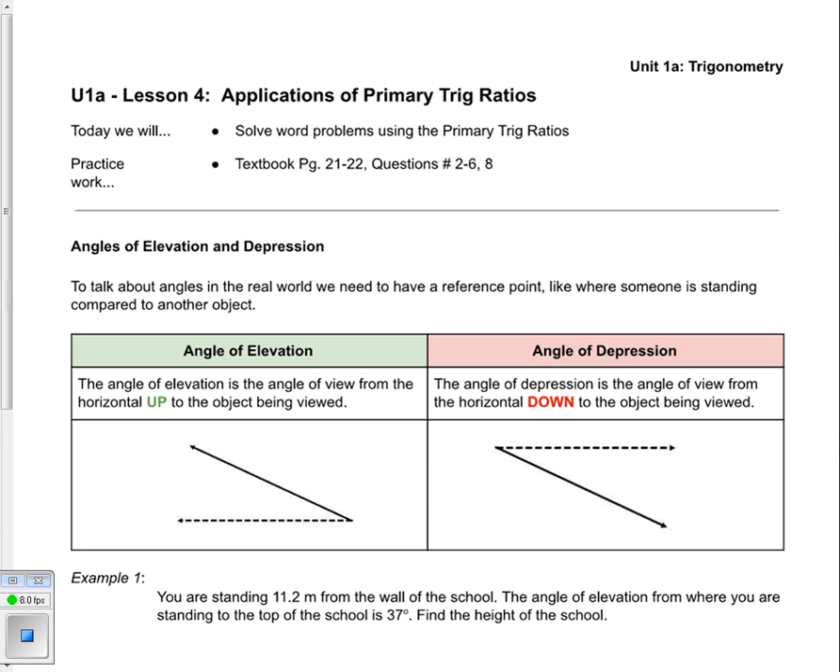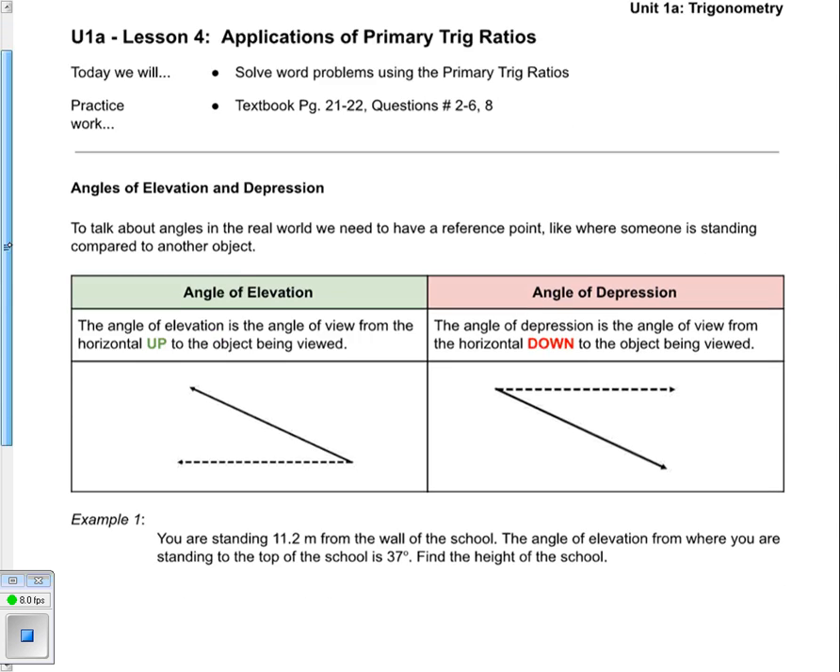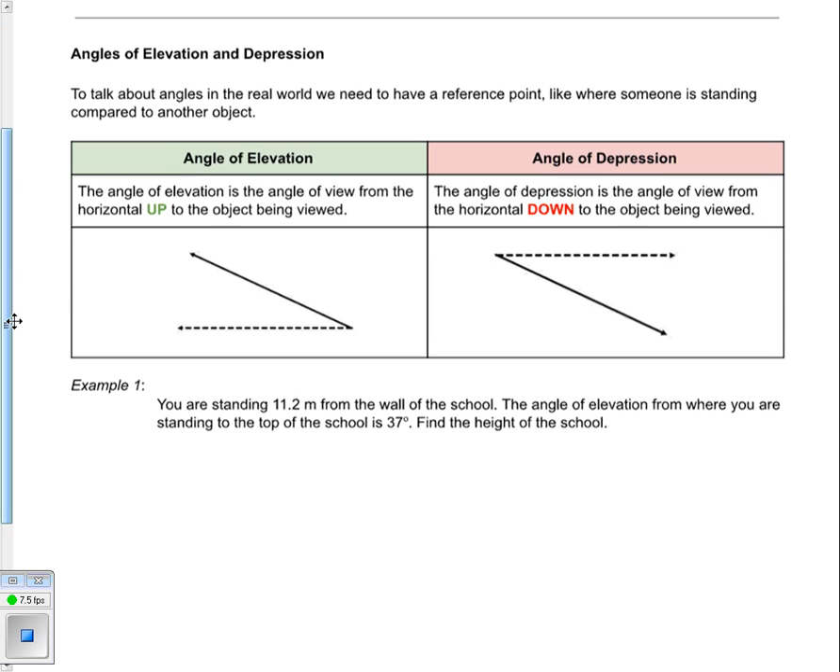When we talk about angles in the real world, we always need a frame of reference, some place that we can use as our starting point. And generally it happens to be where someone is standing and looking relative to another object. So we're going to look at two key things. One is called an angle of elevation. And when you have an angle of elevation, it means that you're looking up at an object.